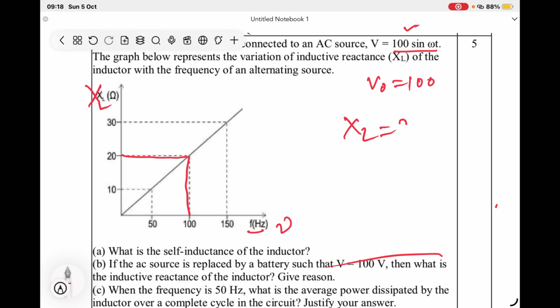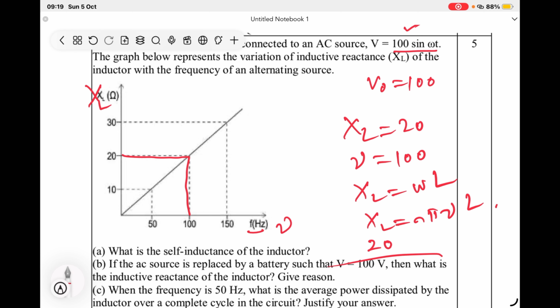So how much is XL? 20. And how much is nu? 100. So XL is opened as omega L. XL is omega L. Omega is opened as 2 pi nu. So you can substitute XL, which is 20, 2 as it is, pi as it is, nu 100, and L. 2 and pi and 100 you can take down. So L will come in Henry. The first part is this much. Now let us see the second part.